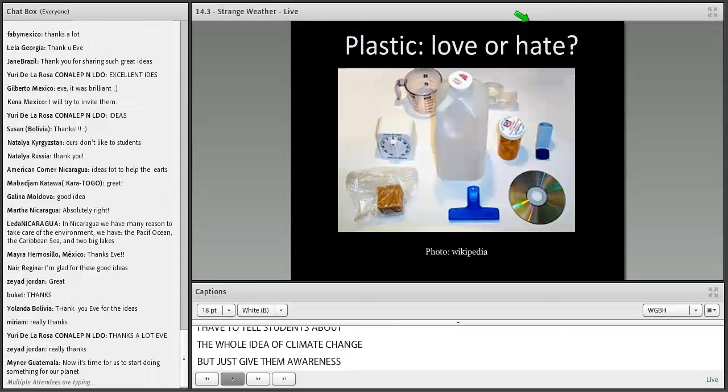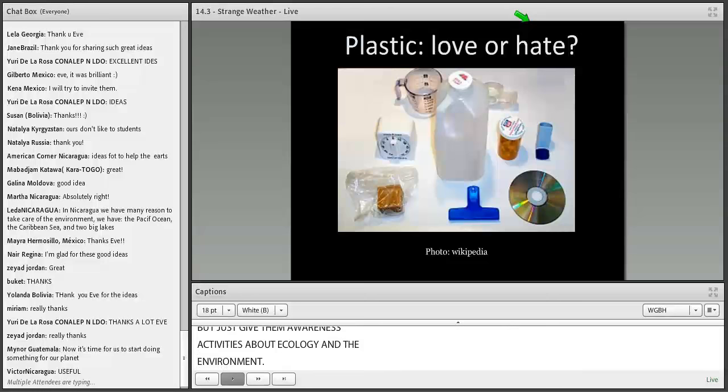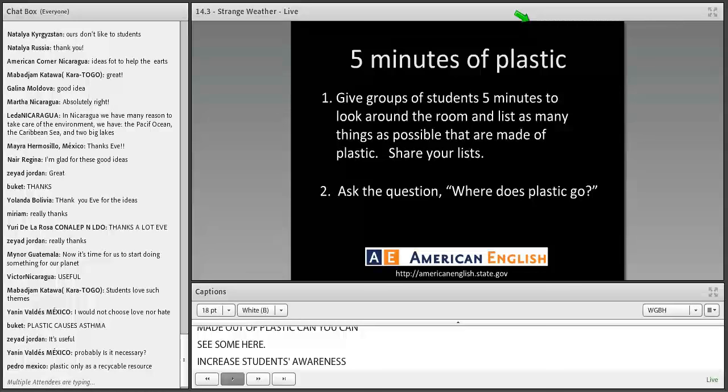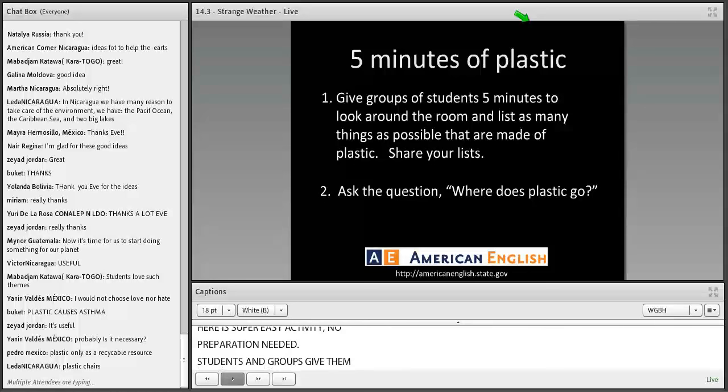Eve already talked about plastic. There's so many cool and useful things made out of plastic. You can see some here. But let's increase our students' awareness about how much plastic is around them. Here's a super easy activity, no preparation needed. Put students in groups and give them 5 minutes to make a list of as many things as possible that are made of plastic in their classroom.